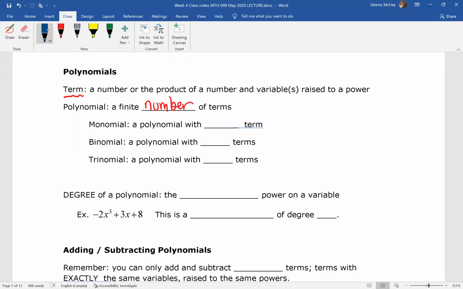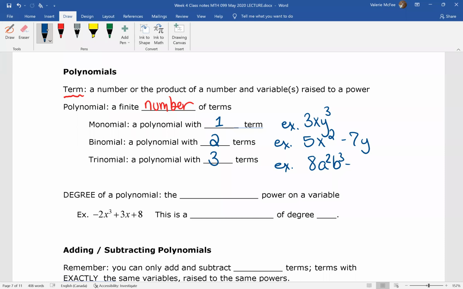And specifically, a monomial had one term, for example, 3xy cubed. A binomial had two terms, for example, 5x squared minus 7y. A trinomial had three terms, for example, 8a squared b cubed minus ab plus 4. Every time we add and subtract, we have a term. Each one of these terms is a monomial.